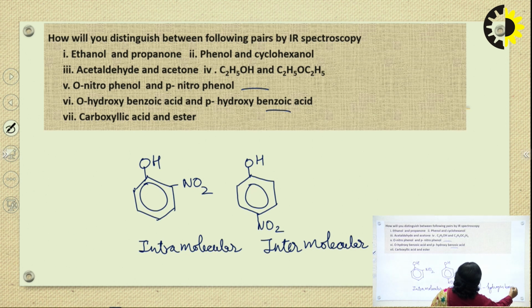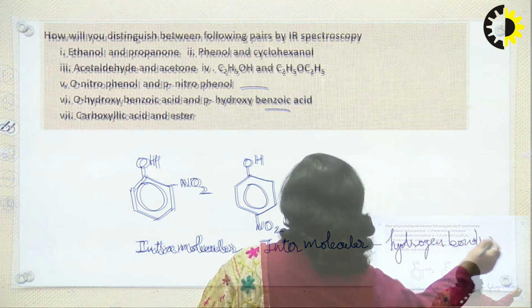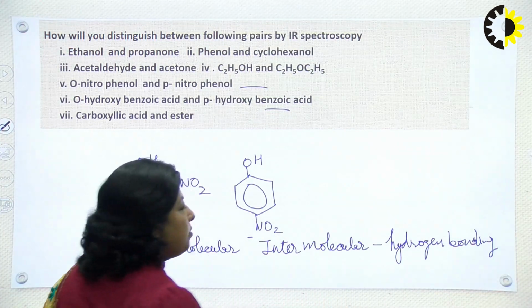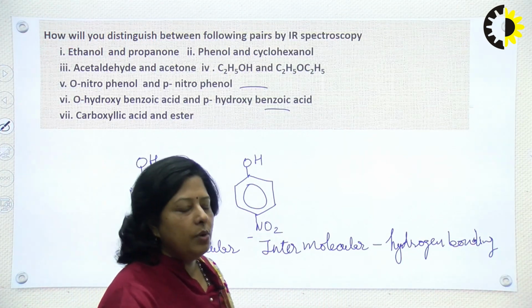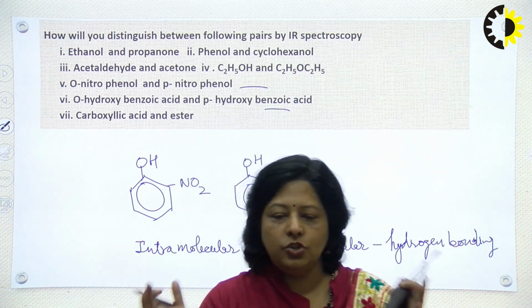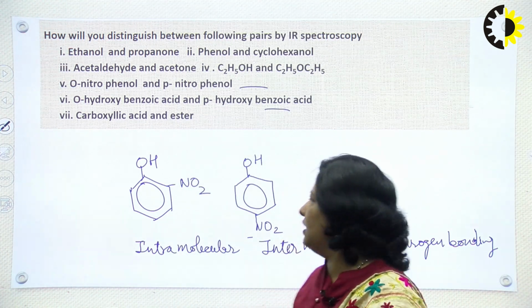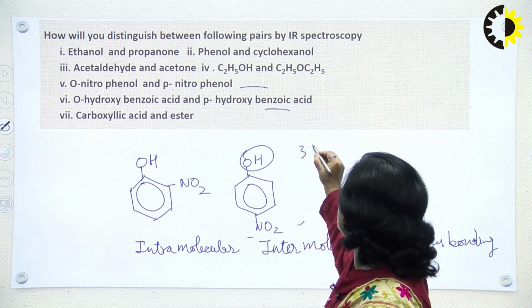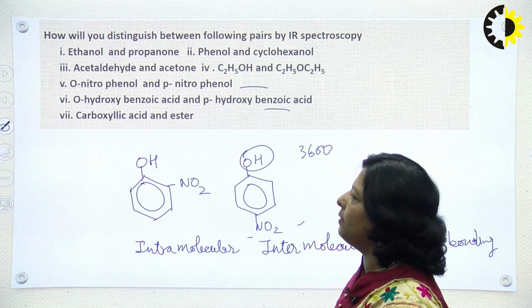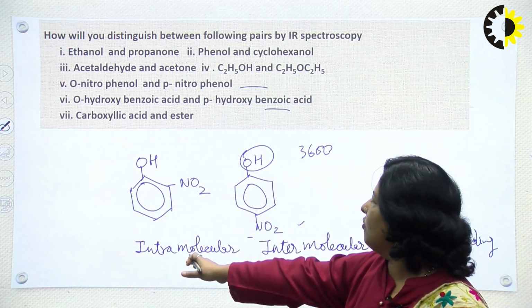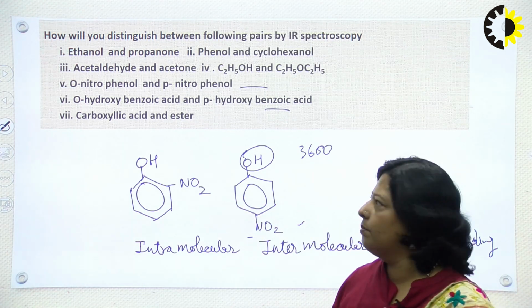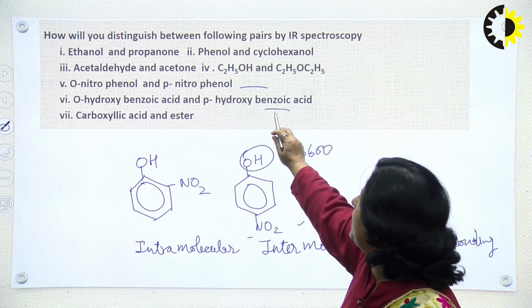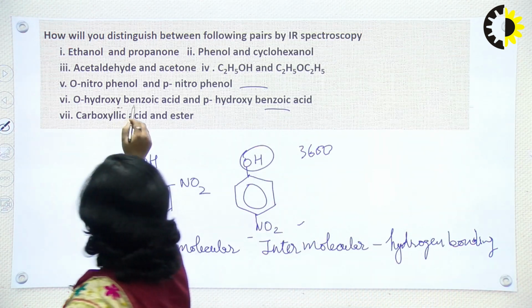In the case of intermolecular hydrogen bonding, it will show a quite broader peak at 3600 for OH. Near 3600 we have a quite broader peak, and in the case of intramolecular, it is a quite lower peak. A similar case can be done in this case.